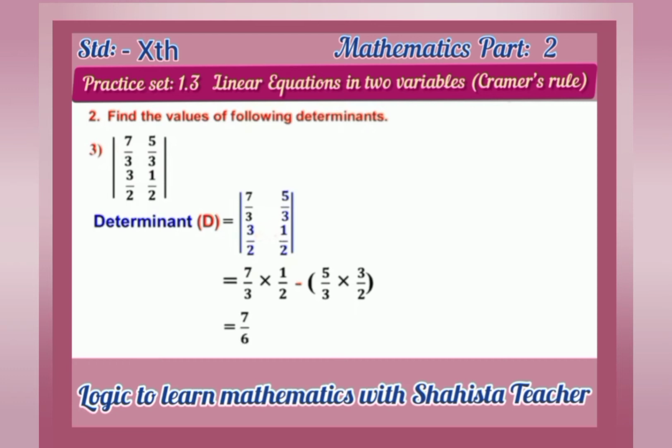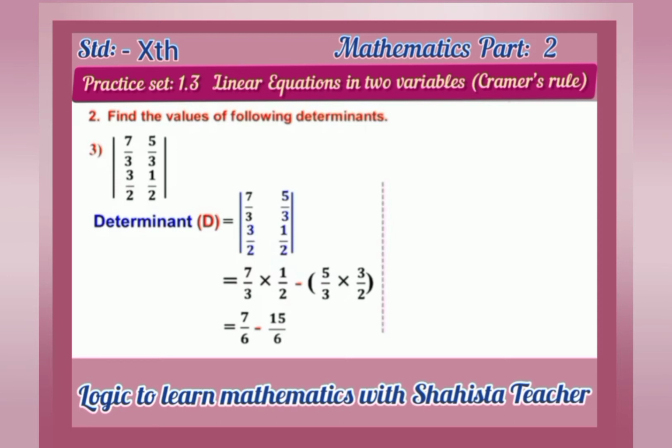So 7 upon 3 2s are 6, minus 1 upon 2. 7 1s are 7, 3 2s are 6, minus 5 3s are 15 and 3 2s are 6. See here, the common denominator is 6. So determinant D is equal to 7 minus 15 upon 6. The denominator is common, so 7 minus 15 upon 6.